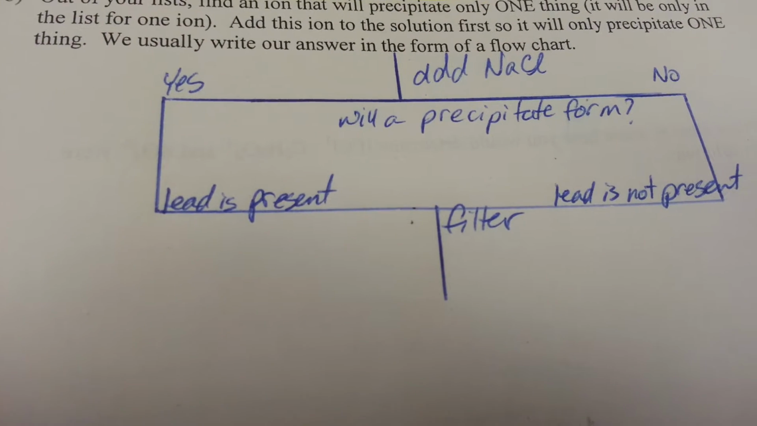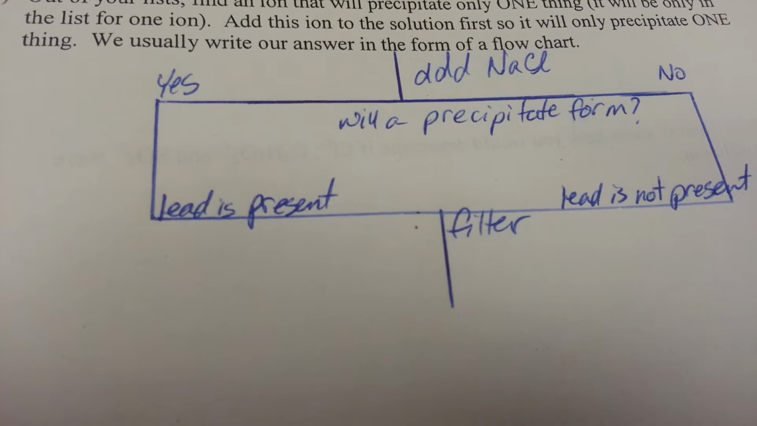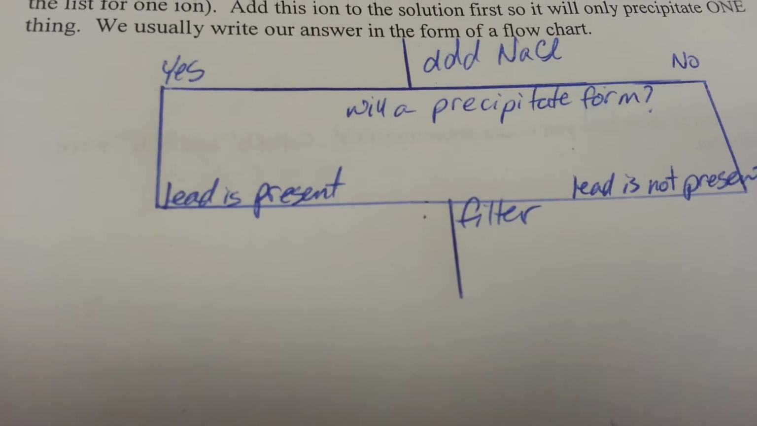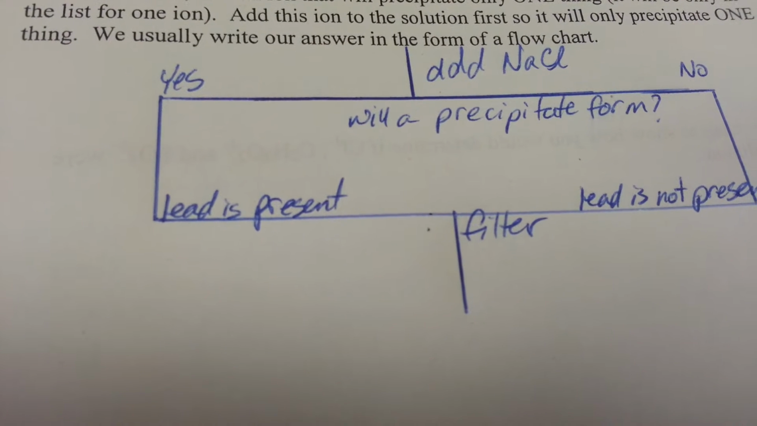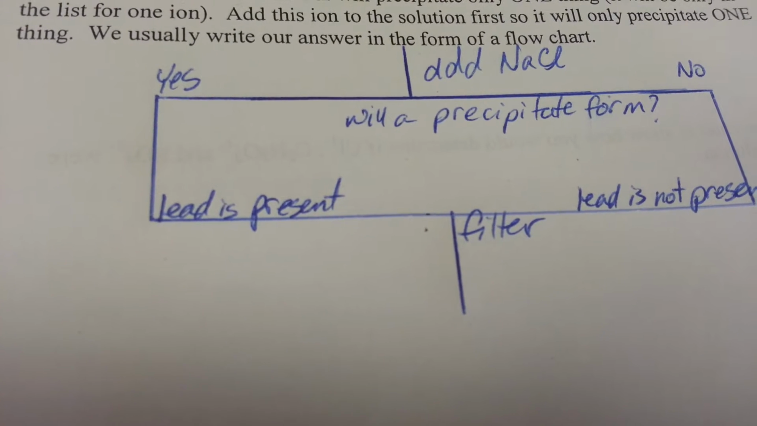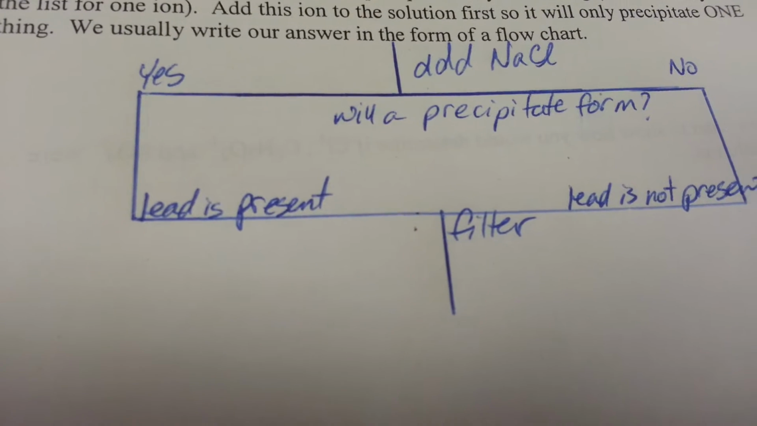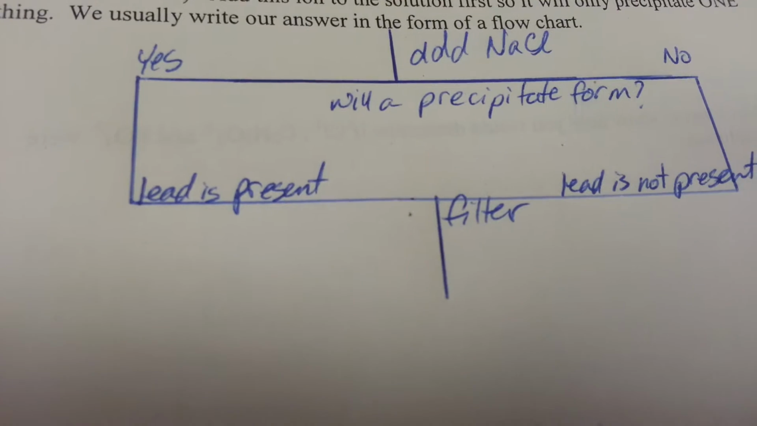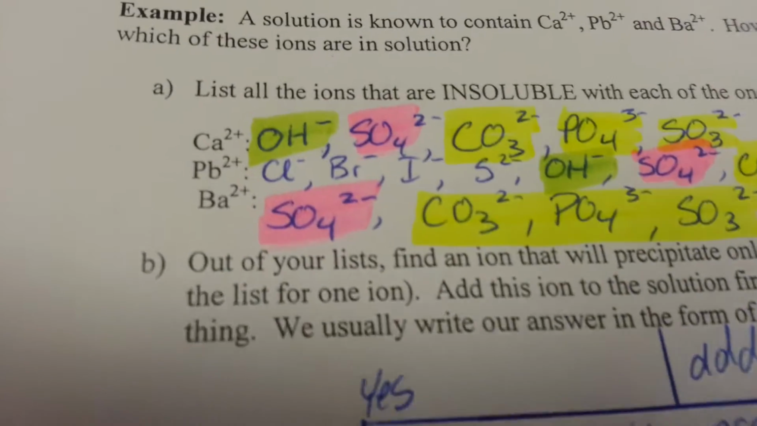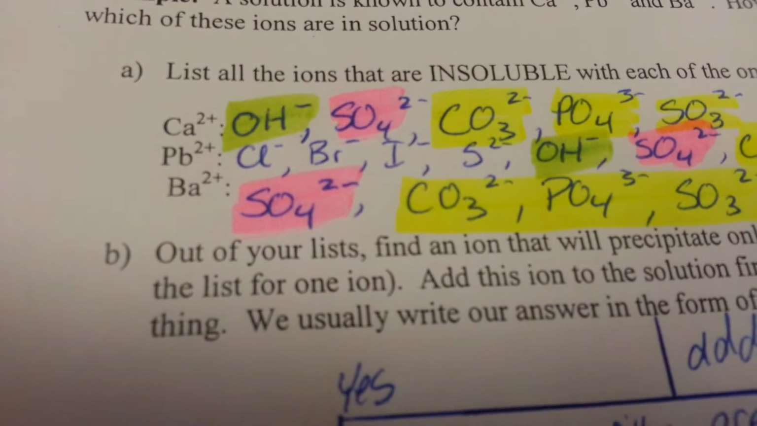So once we're done filtering this solution, if a precipitate does form, we are trying to get out all of the lead 2 chloride ions. Typically, we usually have to add enough salt that no more precipitate will be made. We have to precipitate out all of the lead ions before we go on and try to identify whether or not our next substance is present within the solution.